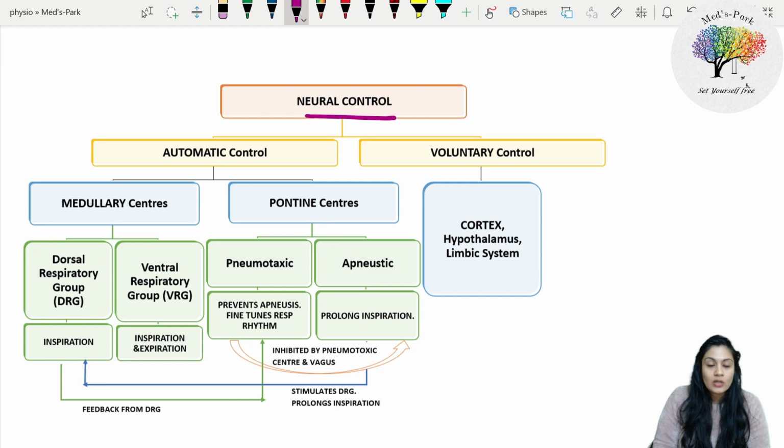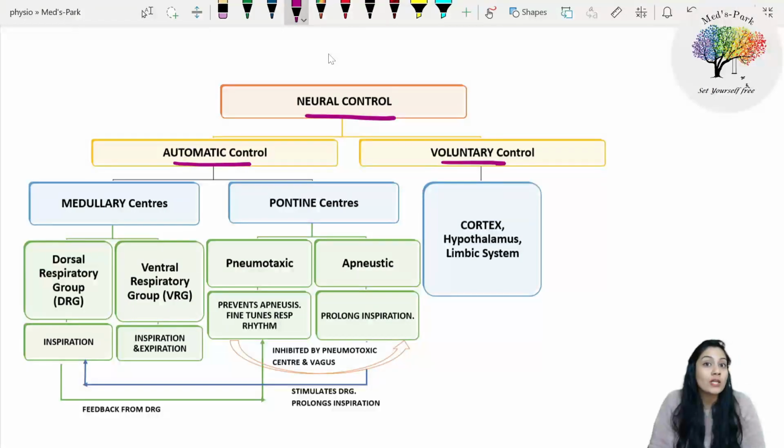So there is a neural control, right? We are discussing the neural control. There are two types of control: automatic control and voluntary control. Voluntary means which is in our control, right? That is coming from the cortex, and two inputs, that is hypothalamus and limbic system, from where the voluntary control is going to take place.